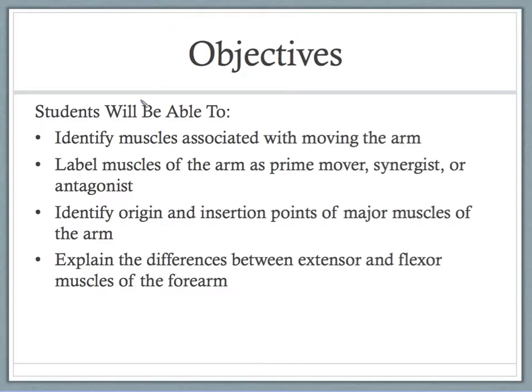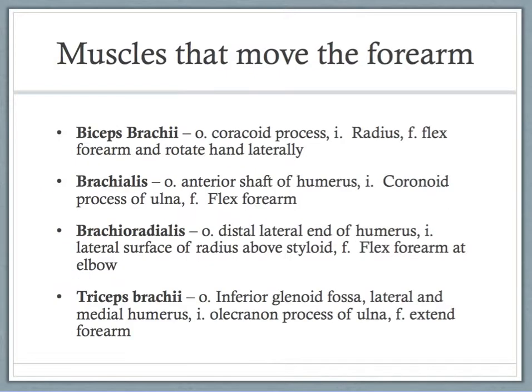So at the end of this video, I hope that you can identify muscles associated with moving the arm. You're going to be able to label muscles of the arm as prime mover, synergist, or antagonist. We're going to look at origin and insertion points of major muscles, and we're going to explain differences between extensor and flexor muscles of the forearm. So those are today's objectives, today's goals. So for starters, muscles that move the forearm.